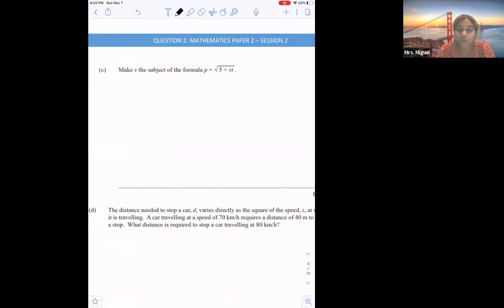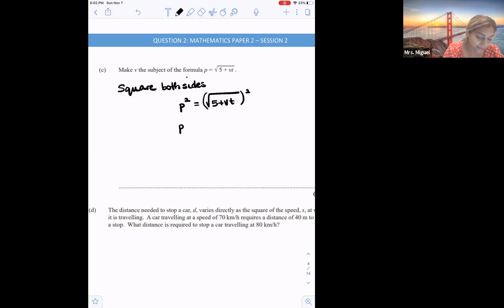From the time you notice there's a square root sign, you need to remove the square root sign by squaring both sides. So we're going to square both sides. So p squared is equal to the square root of 5 plus vt, squared. When we square it, we remove the square root sign. So p squared is 5 plus vt. We want to make v the subject. So which means I need to eliminate 5 first.